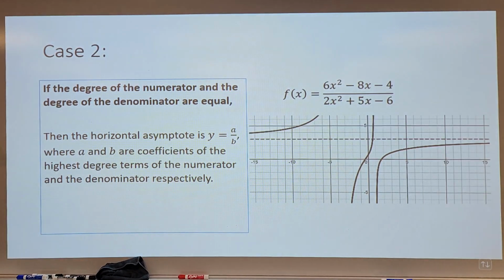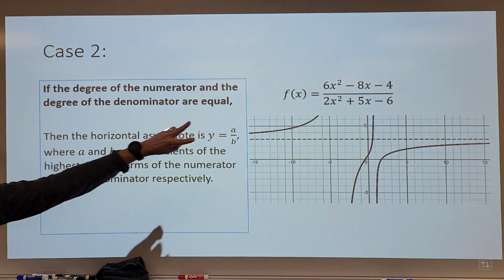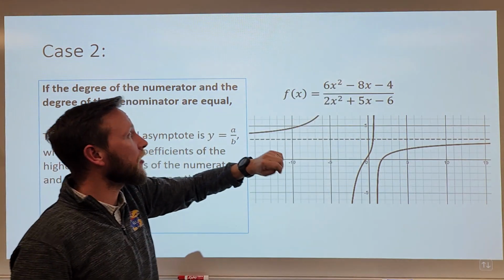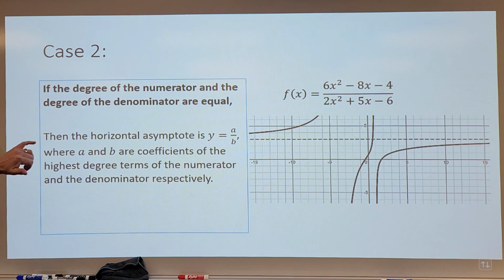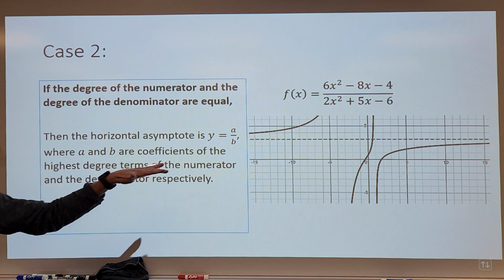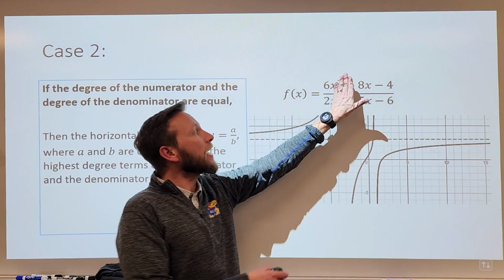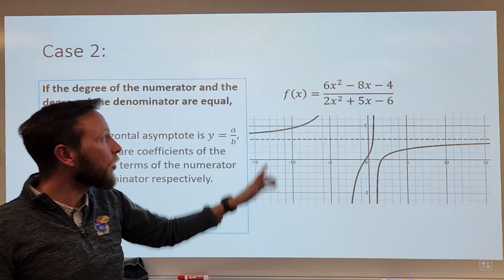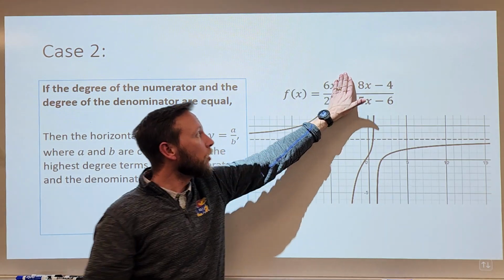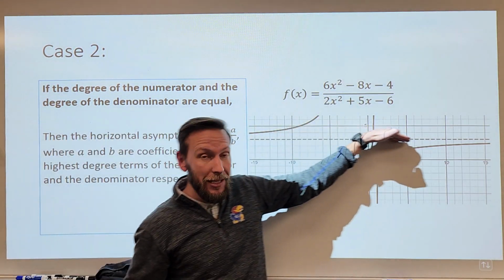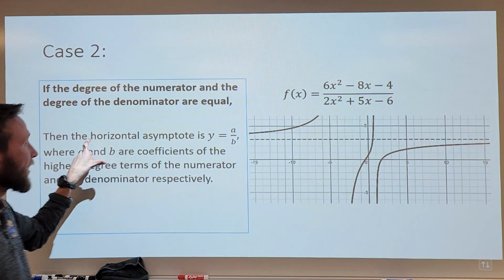Case number 2, if they have the same degree, maybe these are both quadratics, maybe they're both linears, maybe both cubics, if they're the same degree in numerator and denominator, then the horizontal asymptote will be y equals the ratio of the lead coefficients. So in this case, 6 over 2 would give us 3. So y equals 3 is where that horizontal asymptote is.